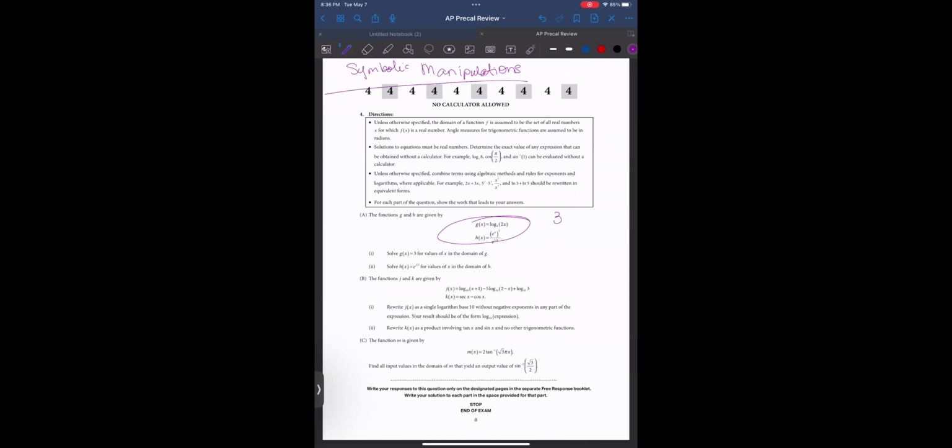Like, look, I'm gonna do 1A right now. Log base 4 of 2x equals 3. Well, now this looks like I can rewrite it as an exponential, right?